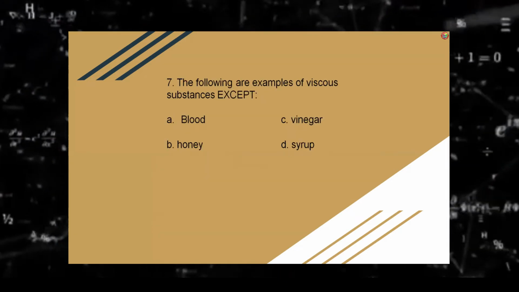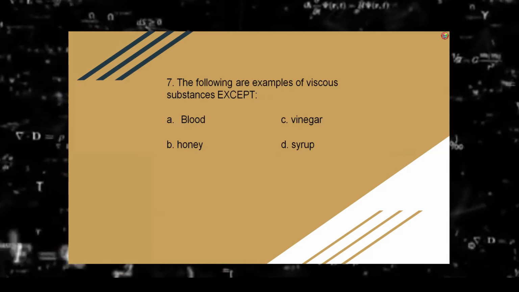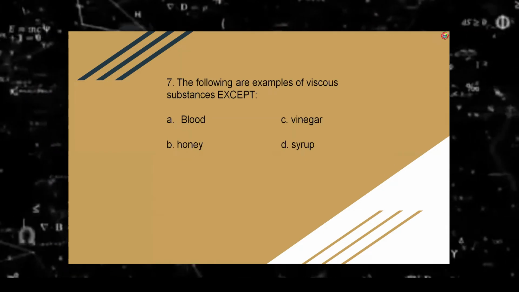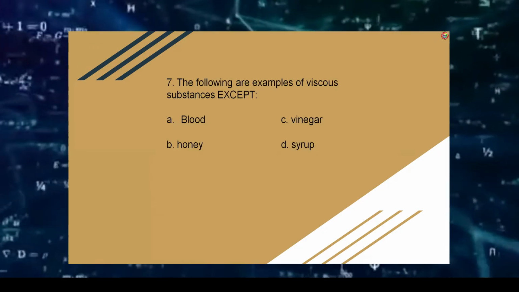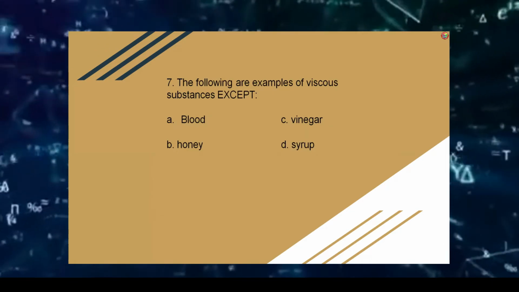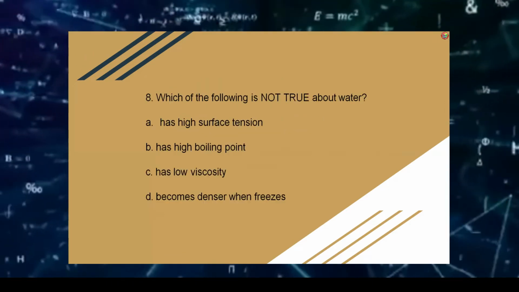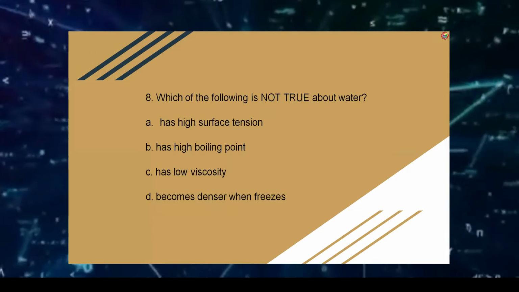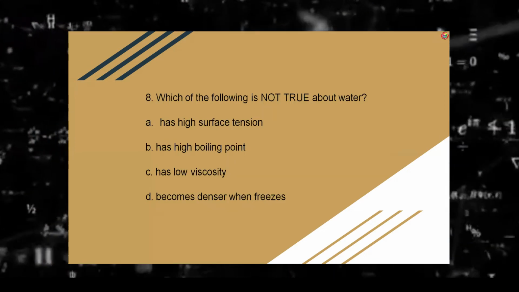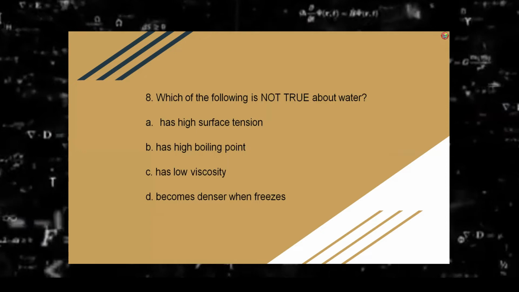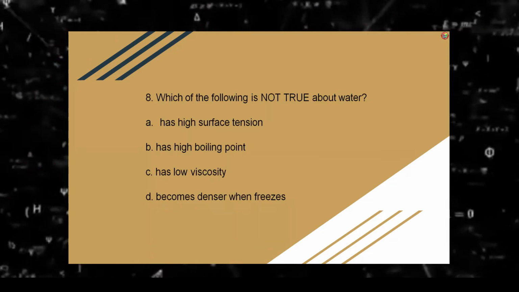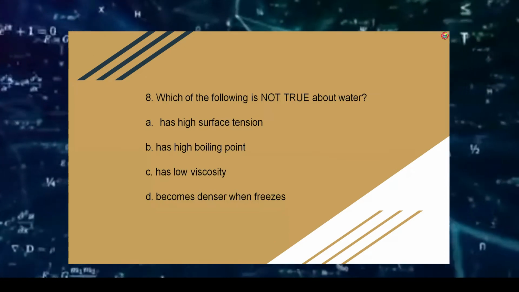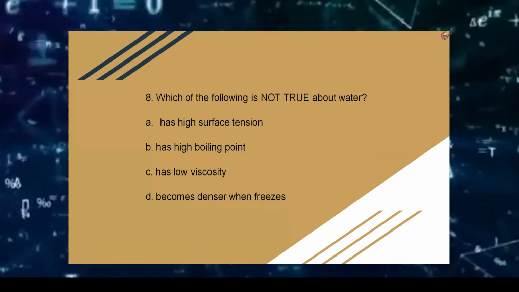7. The following are examples of viscous substance except: A. Blood, B. Honey, C. Vinegar, D. Syrup. The answer is C. 8. Which of the following is not true about water? A. Has high surface tension. B. Has high boiling point. C. Has low viscosity. D. Becomes denser when it freezes. The answer is letter D.